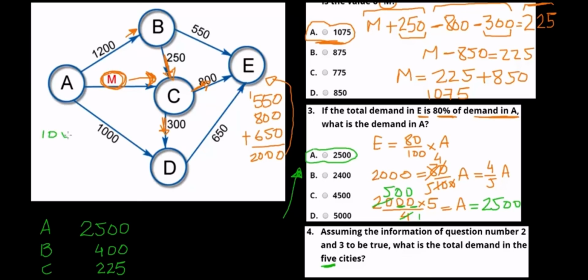The incoming from city A is 1,000. The incoming from city C is 300. Nothing else is coming in, but there's something going out. Let's work out the total first. 1,300 is coming in, but something's leaving: the 650 to city E. 1,300 take away 650 would again give you 650. So that's the demand for city D. Let's drop that down. 650.